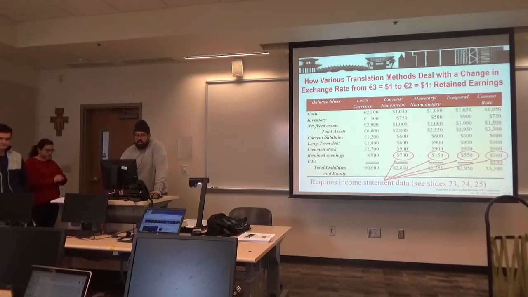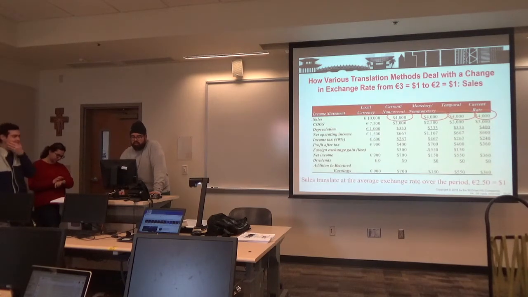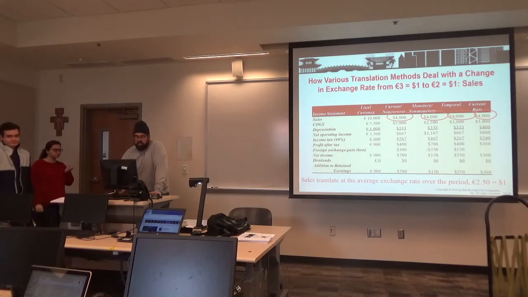And then, so this one requires the income statement, which we're about to see in a couple slides. And you can see that they're all different. And then the plug equity account named cumulative translation adjustment balances the balance sheet. And then same thing, use the average exchange rate over the period, which was $2.50 to $1. So you're using 4,000 for all of them.